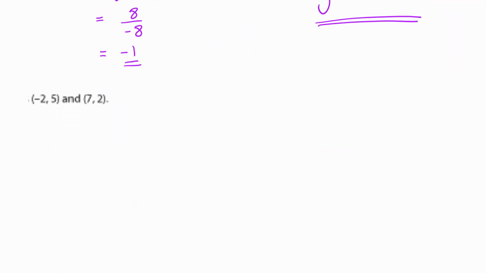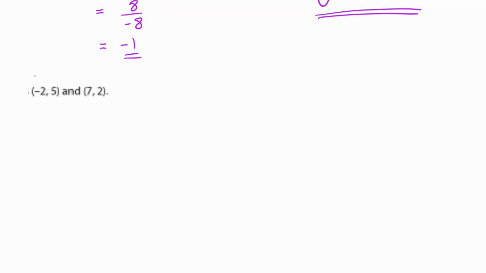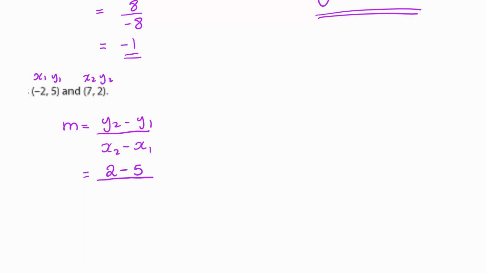As a second example, let's use these 2 points. So I've got x1, y1 and x2, y2. So the gradient is y2 take away y1 over x2 minus x1. So that is going to be 2 take away 5 divided by 7 take away -2, which is -3 over 9. So that is -1/3.